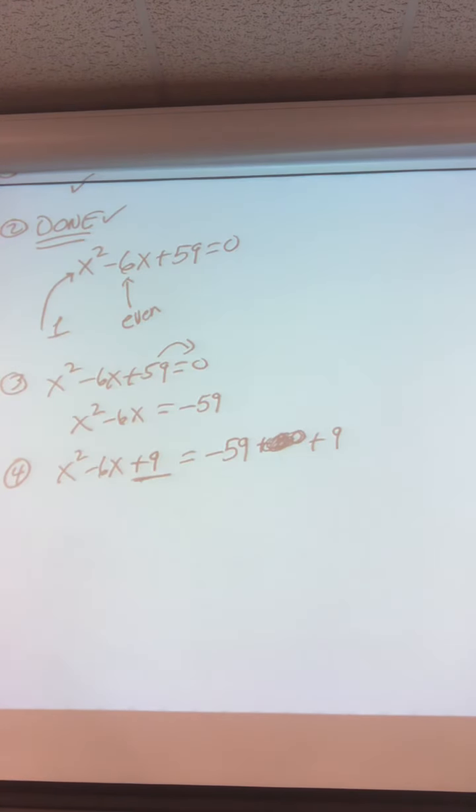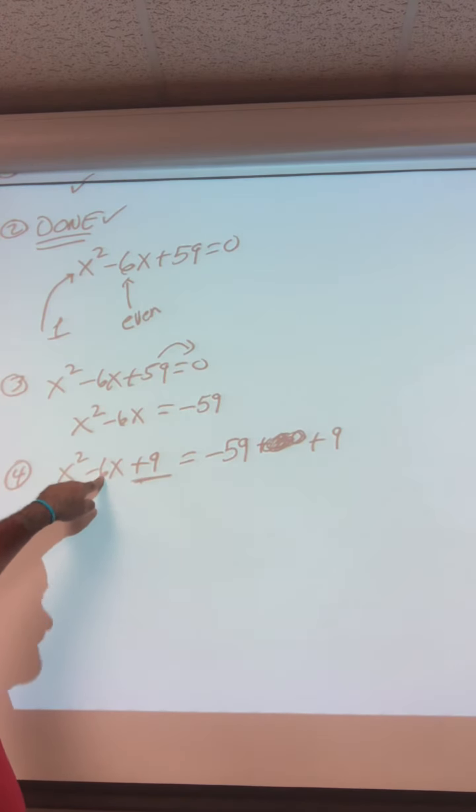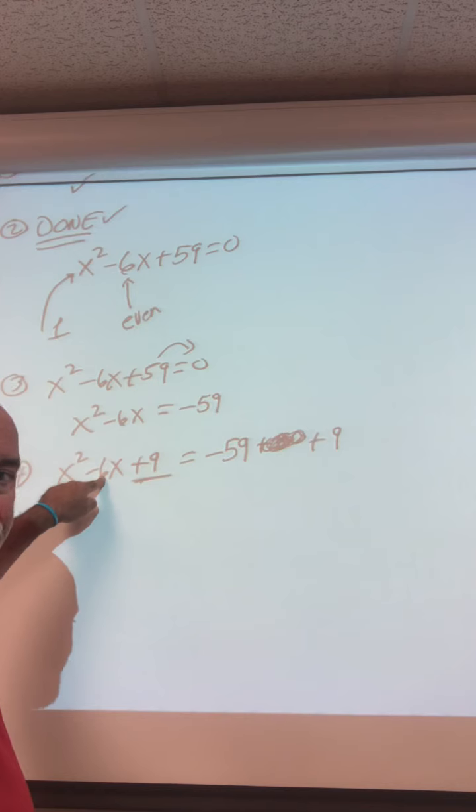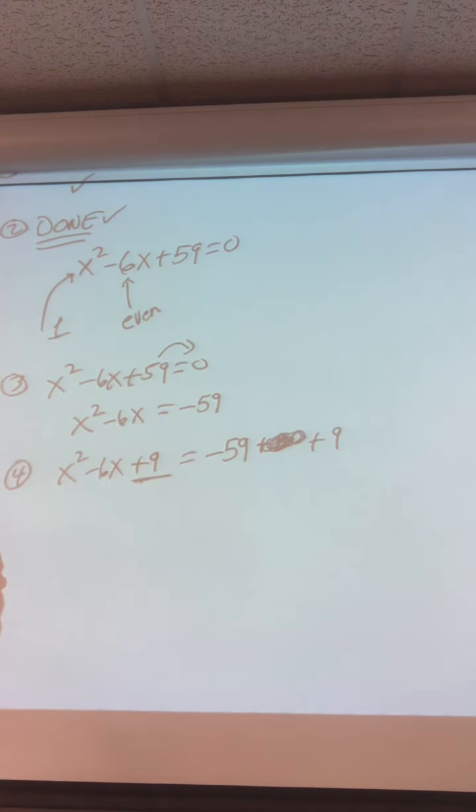Now, one question commonly asked right here, students will say, Mr. Randall, when you take half of 6, do you take half of 6 or negative 6? It doesn't matter. Here's why. If you say half of negative 6 is negative 3, when you square negative 3, what's negative 3 times negative 3? Plus 9. So this is always going to be plus. All right, step 5.